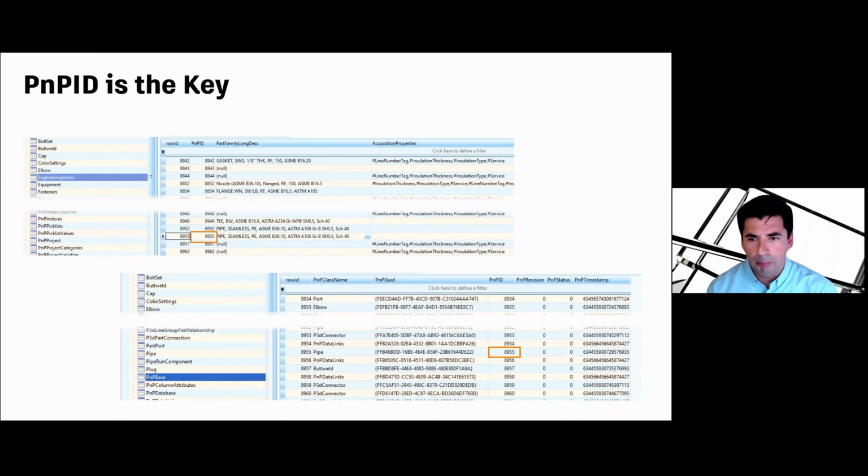First of all, let's look at the PNP base table. Here under PNP base at the bottom, you can see we found the row, the PNP ID 8955. That corresponds to this row. When an item is created inside of Plant 3D, every item will have a record in the PNP base table. And so that controls how it increments across all of the items and tables and operations within the project.